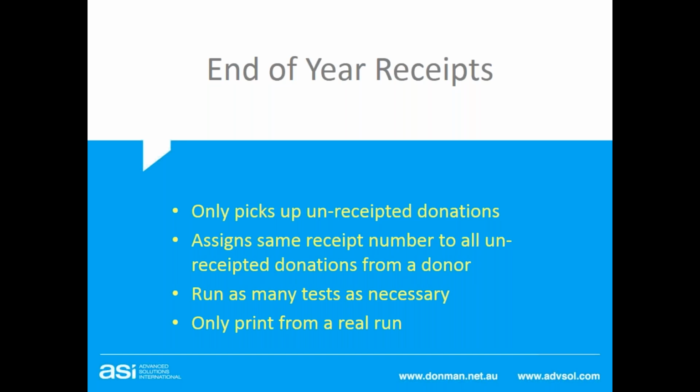When I come to do a test run shortly, you'll see that the first address field will show you that it's from a test run. So it's very difficult to accidentally print from a test run, but it can be done.